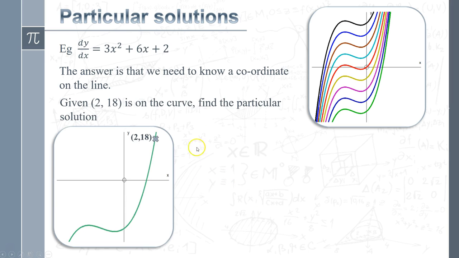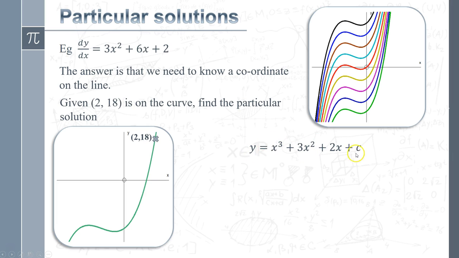So here's our gradient function. And let's say the curve that we're dealing with, we know a point on the curve is (2, 18). So we've got a coordinate that's on the curve, and this curve here is one of this family. We just as yet don't know which one. So what we've got is our equation of the curve, and there's the plus c on the end, because that's the thing we're trying to figure out. And we know that this curve here has got this equation for some value of c.